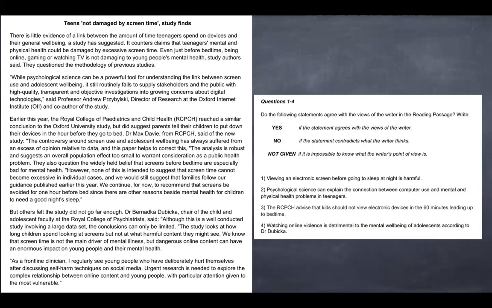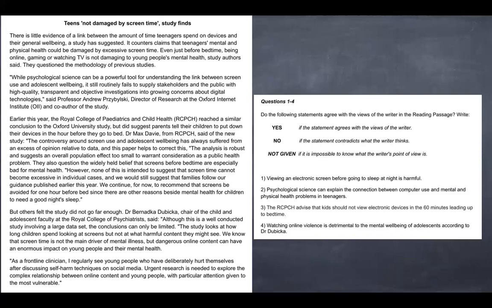Violence is shooting, beating, all of those things. Dangerous can be many other things. It can include even ghosts, which means that violence is not mentioned in the passage. Hence, your answer is not given. So, Dr. Dubika and online content are all mentioned, but violence is not mentioned. So, the writer's opinion is not given about online violence. Hence, the answer is not given.